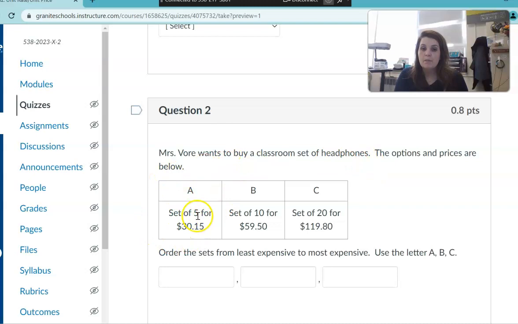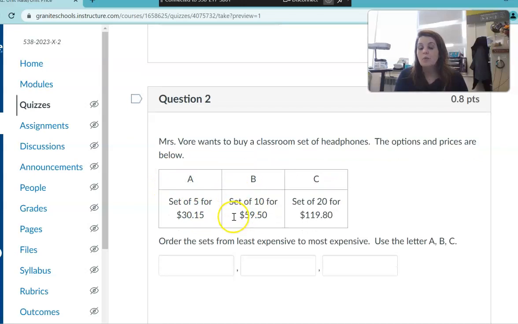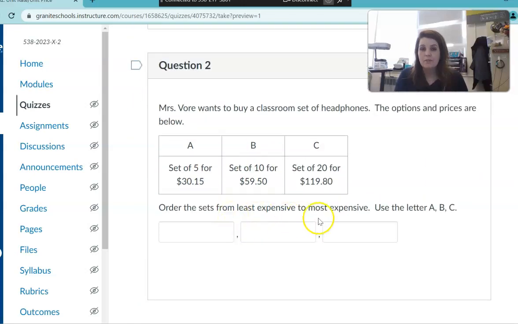Usually when you're buying them, they sell them in packs of 5 or 10 or 20 or 40. So here are 3 different options. We want to order these sets from the least expensive to the most expensive.